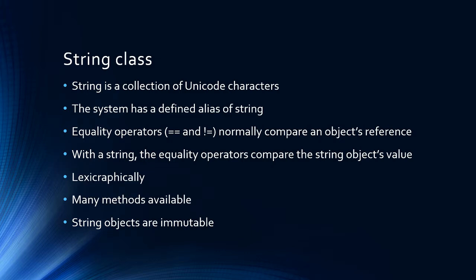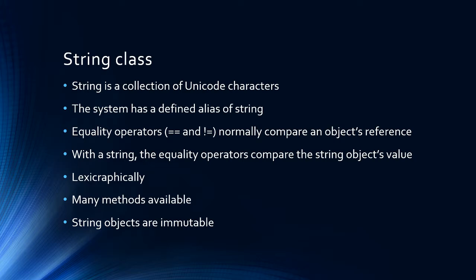The equality operators, equal equal and not equal, are used to compare an object's reference location. With a string, however, the equality operators compare the string object's value. We'd like to compare things lexicographically, and sometimes we can run into some problems with our comparison. So the string class makes many methods available, some of which allow us to do string-like comparisons and control things a little bit more.